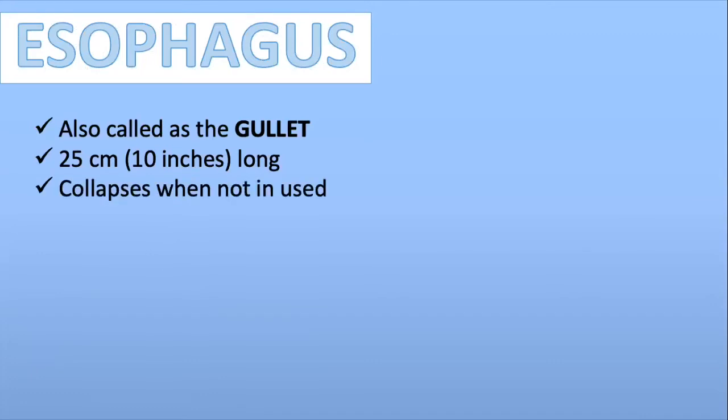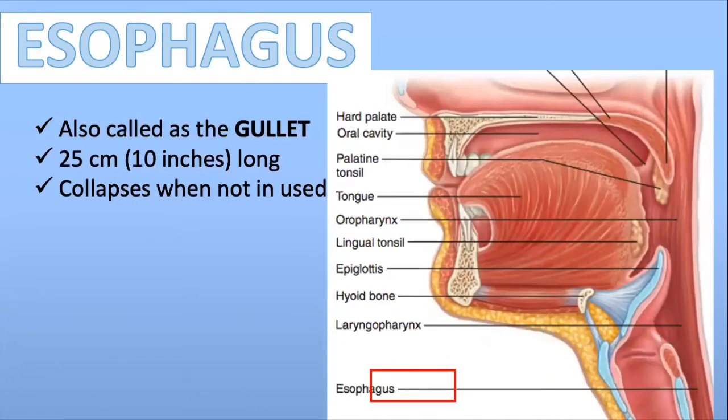Esophagus. The esophagus is also called the gullet. It is 25 cm or 10 inches long. Imagine that, it's very long. It collapses when not in use. Okay? So it is not always open. So this is your esophagus. So how does the food pass through?